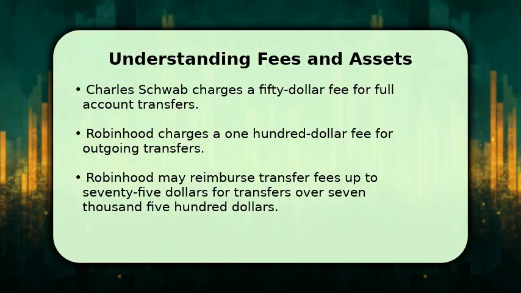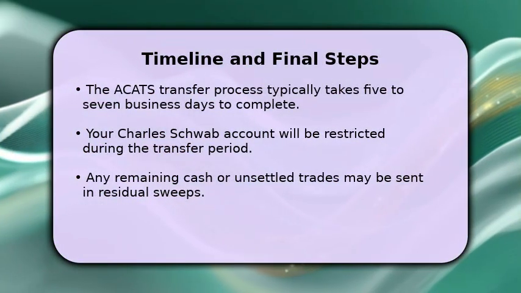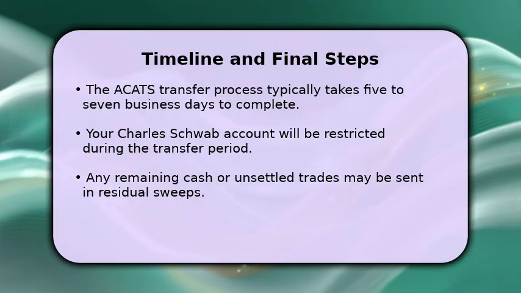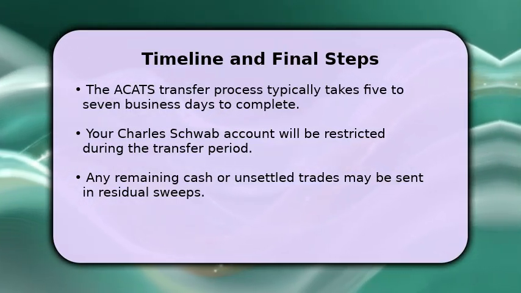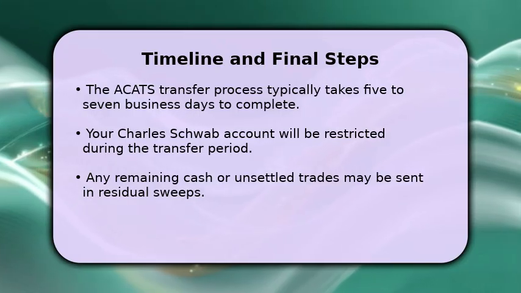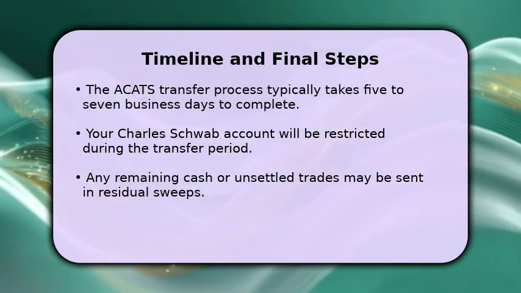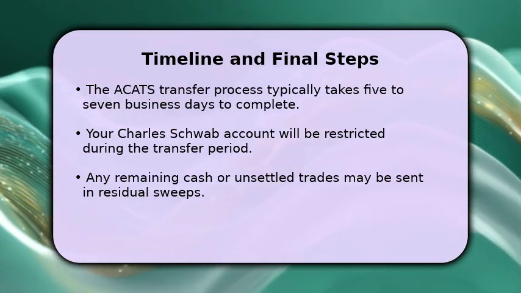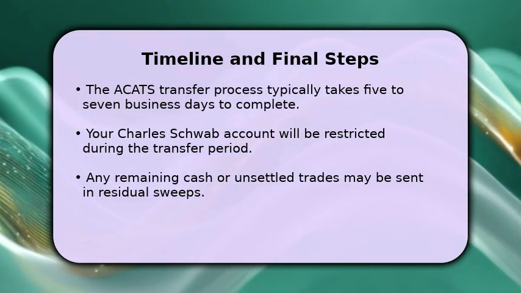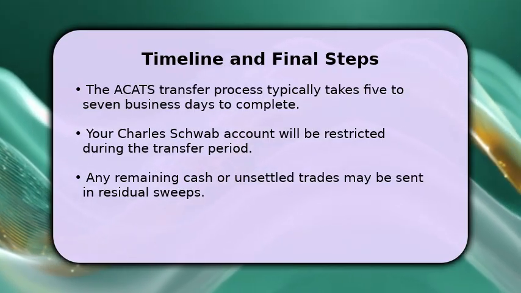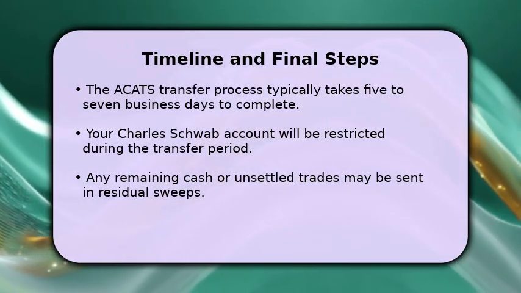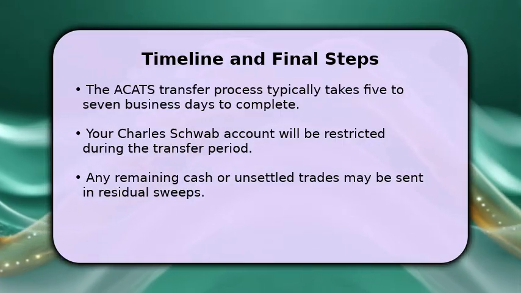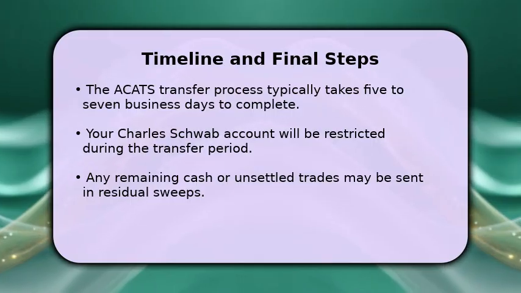Once initiated, the ACATS transfer usually takes about 5 to 7 business days to finalize. During this time, your Charles Schwab account will be restricted, meaning you cannot trade or withdraw funds from the assets being moved. After the initial transfer, any remaining cash or unsettled trades might arrive in subsequent residual sweeps. Always monitor your Robinhood account to confirm all your assets have successfully arrived.